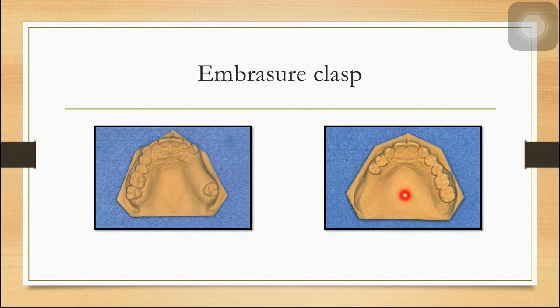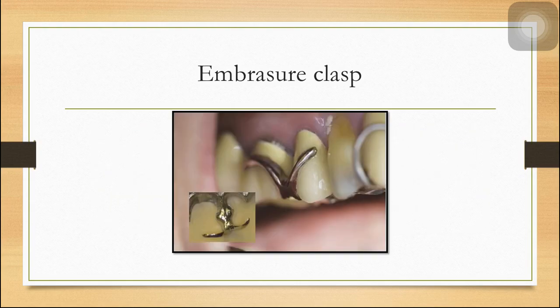Also, in this case, this is a Kennedy's class 2, in which only one side of the arch has an edentulous space, and the other side has no edentulous space or modification area. So embrasure clasp can be used in this area.